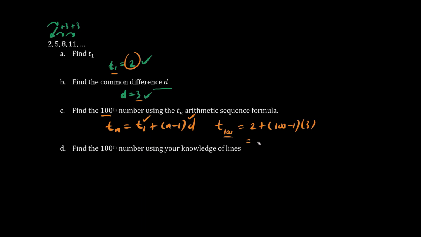So t100 is 2 plus 100 minus 1, which is 99, times 3. 2 plus 297 is 299. So we found the 100th number.